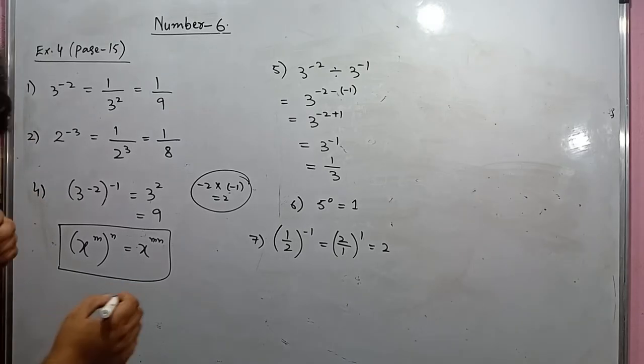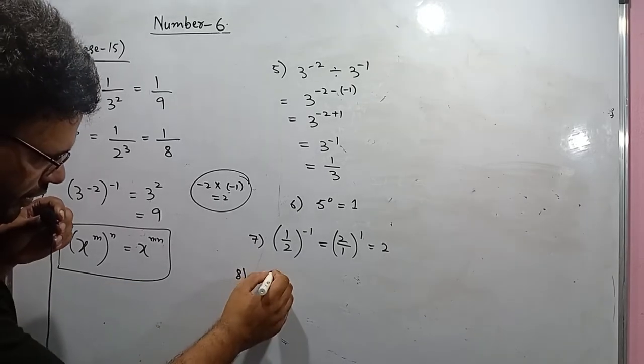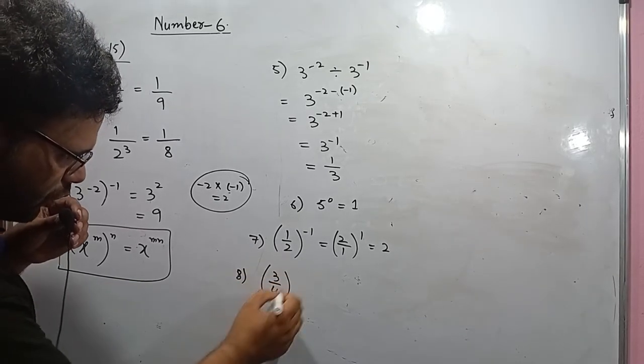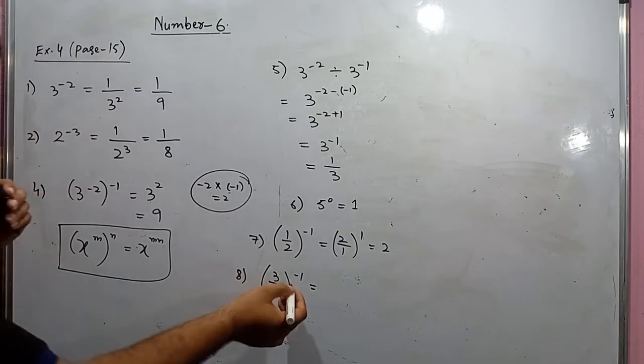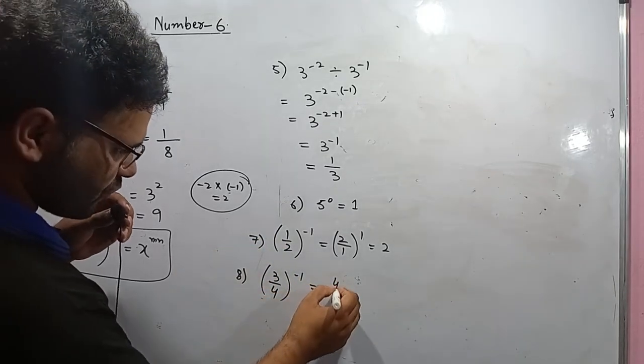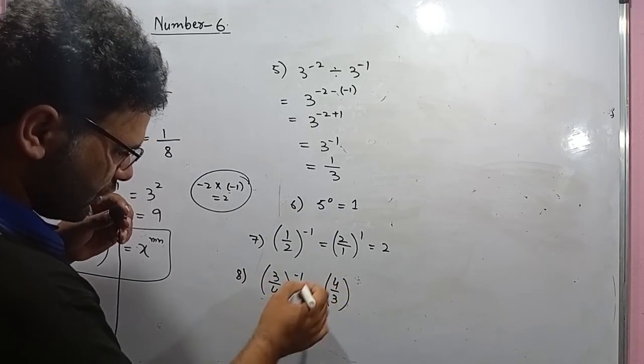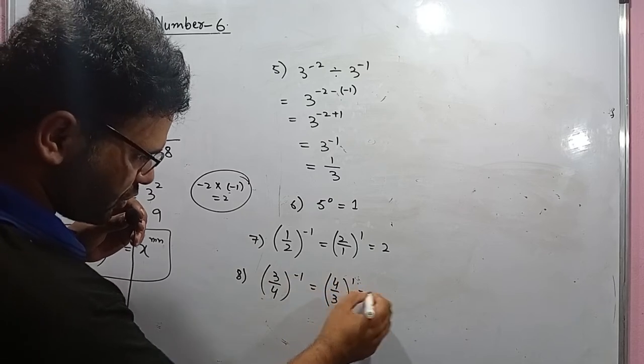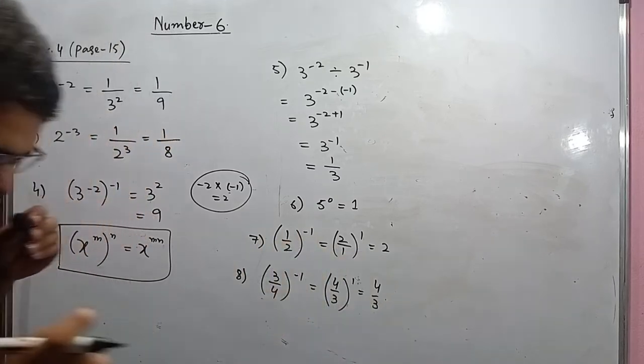Now next it is the eighth one, it is (3/4) to the power minus 1. To remove this negative power, I will take the reciprocal, that's 4/3. By doing this the negative power will become positive, and 4/3 is the answer.